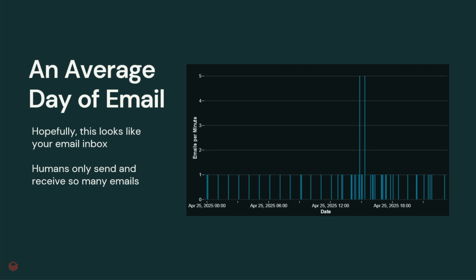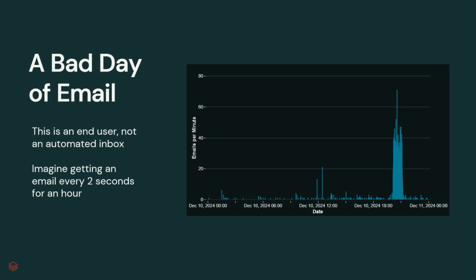The key takeaway here is, I'm a human, spoilers. I get some automated emails. I get emails from Jira. I get emails from other people. But I don't constantly send and receive emails. Nobody really does. Now, let's take a look at a different user's telemetry.